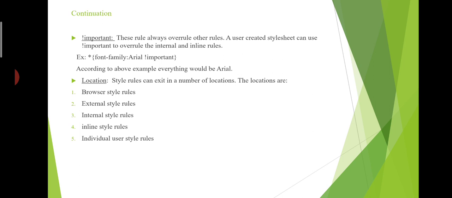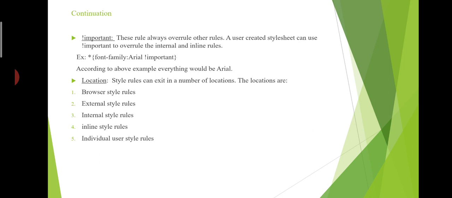Next one more, that is important. So exclamation mark important I have given. This rule always overrules the other rules. It will have more preference than the previous rules we have studied. A user created style sheet can use exclamation mark important to overrule the internal and inline rules. So I have given font family Arial, exclamation mark important. According to the above example, since I have given the star mark, everything would be Arial.